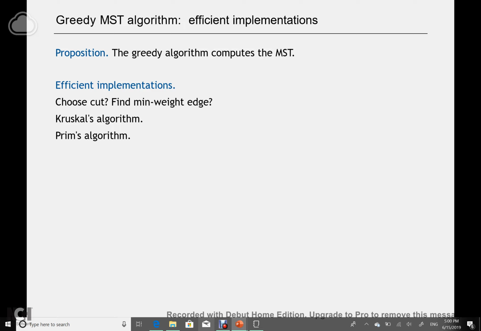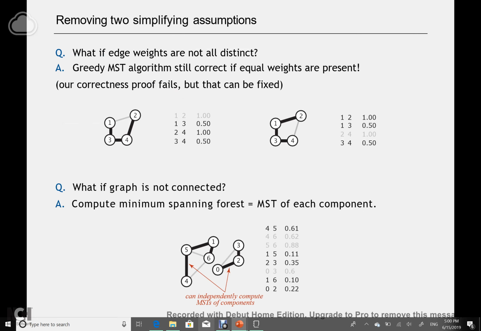Some questions are: how do you choose the cut? How can you find the minimum weight edges, right? There are two methods. If the edge weights are not all different, is the greedy minimum spanning tree algorithm still correct? We say yes. If equal weights are present, our correctness proof may not be so perfect, but that can be fixed.